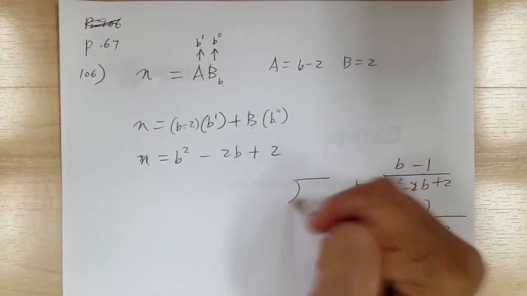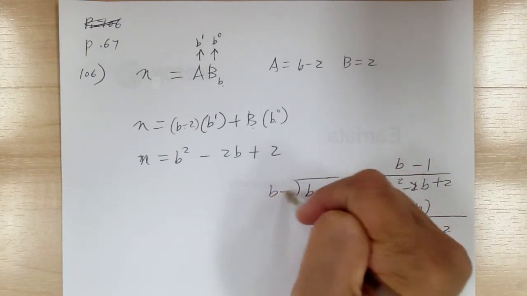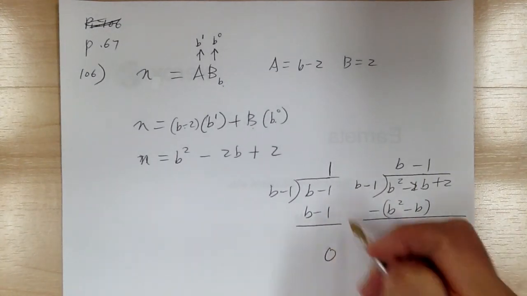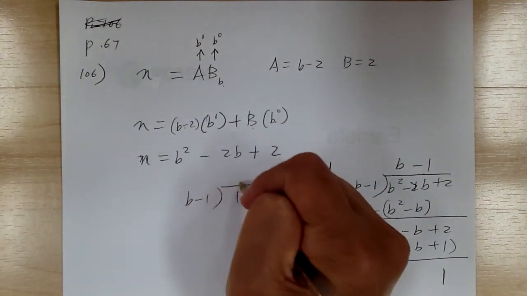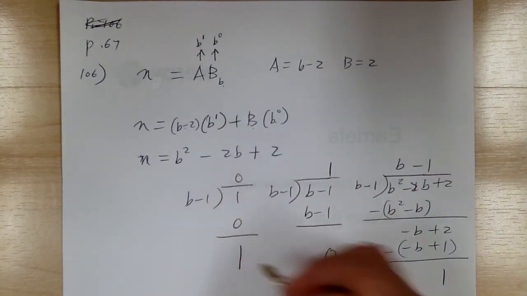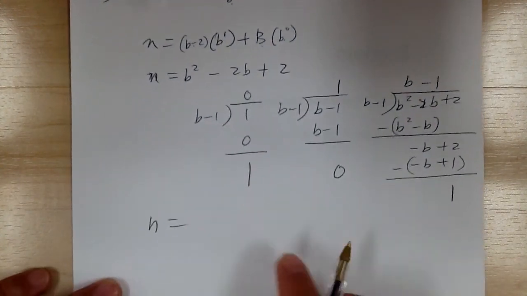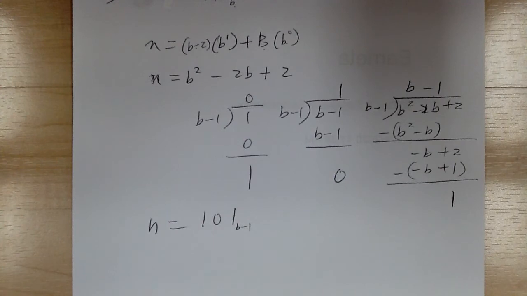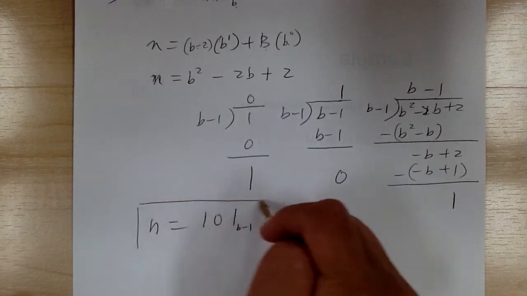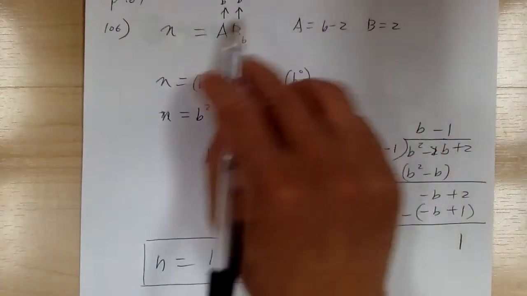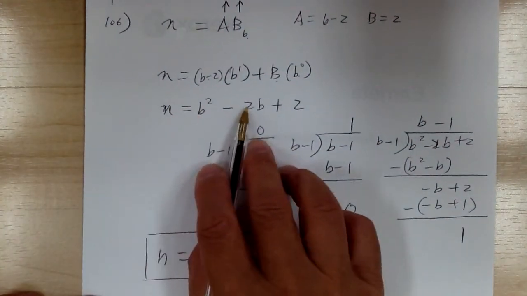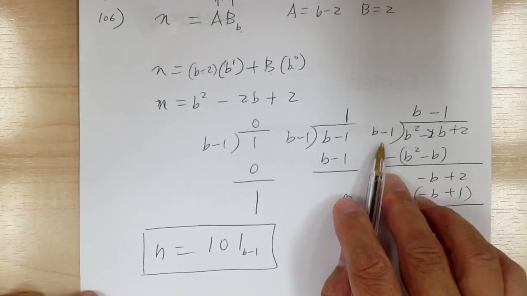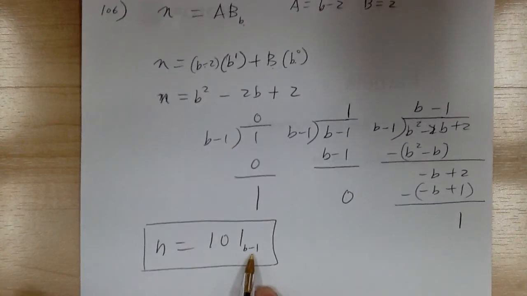You have to keep doing that, so bring these things down. You get b minus 1, which gives you 0, and put these down. This is the thing we learned from before. So n is equal to 101 in base b minus 1. Again, using the clue over here, you find what n is equal to in base 10, and you divide by the base you're going to be using, and you end up with 101 for base b minus 1.